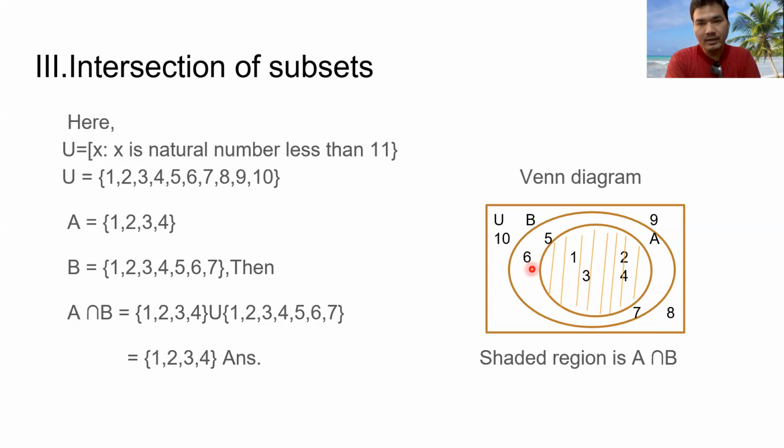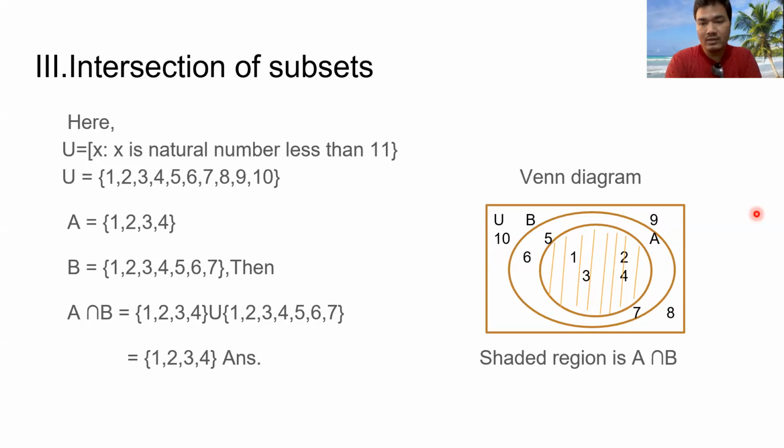And what remains in the universal set? 10, 8, and 9 remain, so write them outside. And this shaded part is A intersection B. Similarly, now the next one, look here.